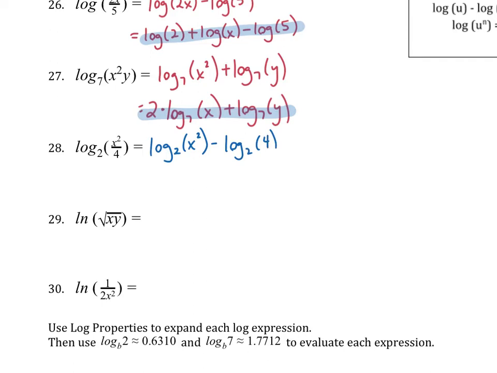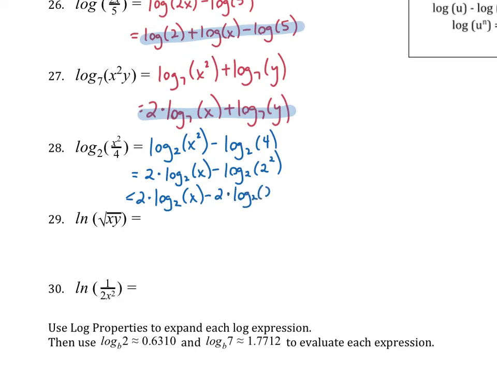I have an exponent, which I can throw in front as a coefficient. And then 4, I can simplify that. So I have 2 times log base 2 of x minus log base 2 of 2 squared. This becomes 2 times log base 2 of x minus 2 times log base 2 of 2. Well, guess what? Log base 2 of 2 is just 1, and 2 times 1 is 2. So my final answer is 2 times log base 2 of x minus 2.